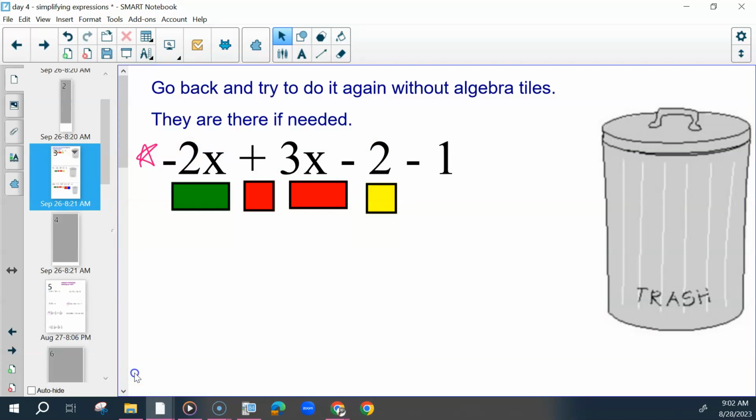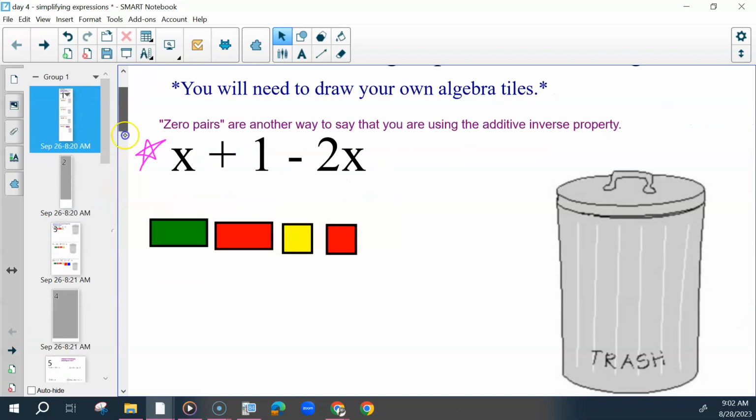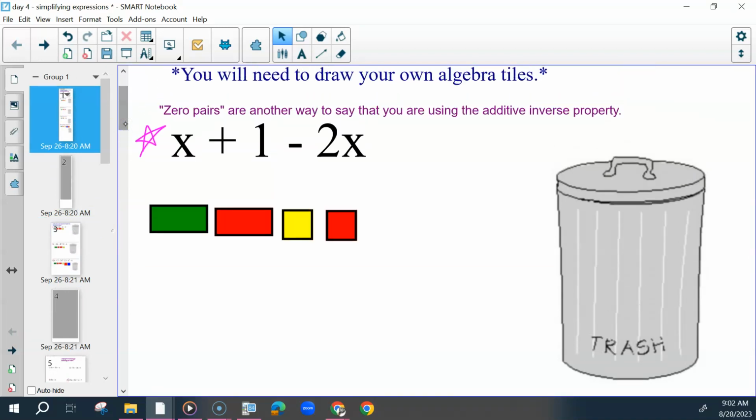So let's start with this first one. I'm going to be modeling as you are. So you no longer need the electronic because we can't use that for this. If you want an actual set, I can grab that for you. If you don't want it, you're going to be drawing in your own squares. Does anyone want an actual set?